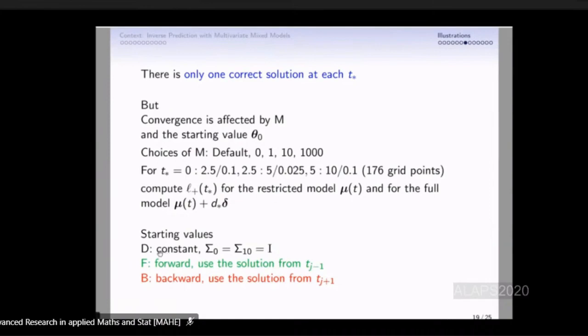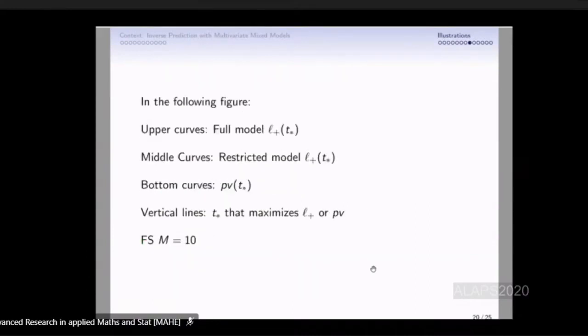For starting values, as I said, I used either that both of these are identity, or what I'll call forward. I used the solution values for these variance components from the previous step just to the left. And backward, I started from 10 and worked back down to 0 and used the solution from the one just above it as the starting point. The grid's fine enough that the starting point should be fairly close to the solution for the next value of T star. That was the rationale.